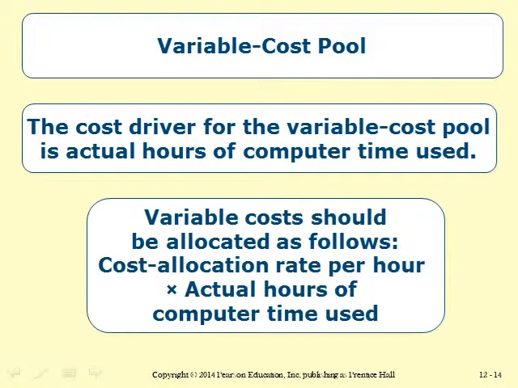The cause and effect relationship is clear. The larger the number of hours of computer time used, the higher the total variable cost. Therefore, the university should calculate variable cost as cost allocation rate per hour times actual hours of computer time used. And so really what we're saying here is that with respect to variable costs, we allocate out our pool of costs over some base. And we want some causal relationship between that base and the amount of cost in the pool associated with the base.